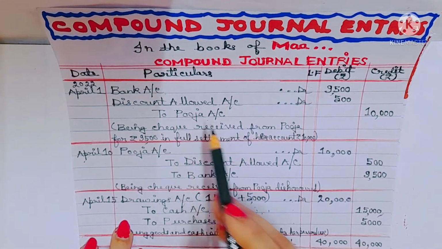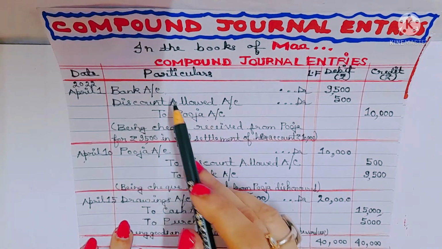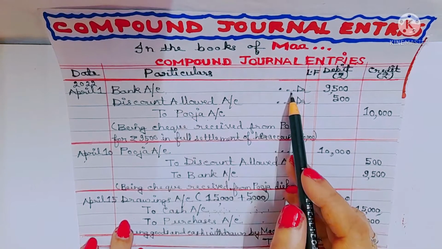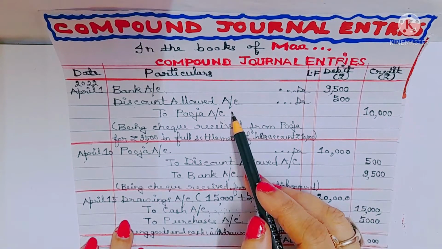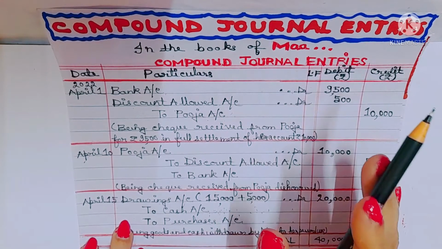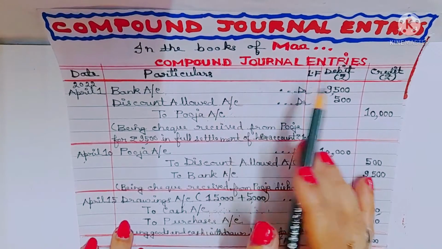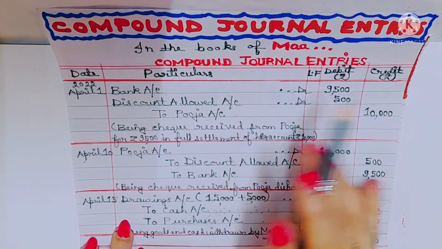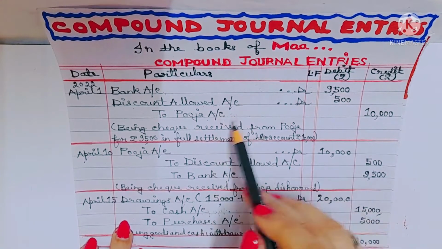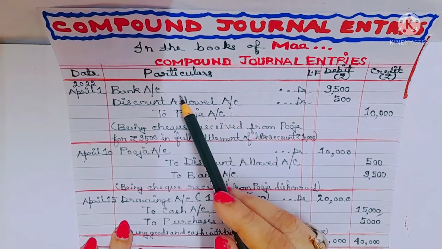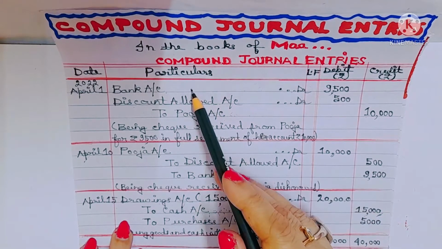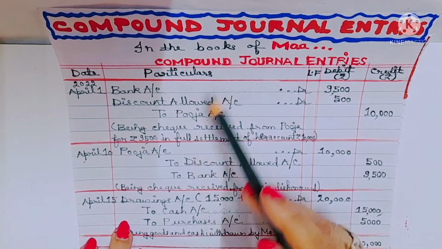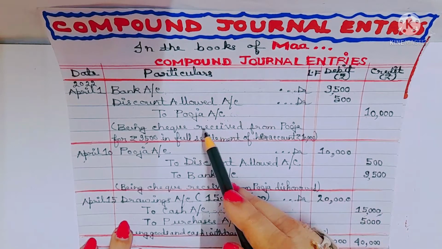On the credit side is Puja account. Since we are preparing bank account, we have to look at the position of the bank account. Bank account is on the debit side, so Puja account will also appear on the debit side in the bank account. Understood? What will be the amount? We're not going to look at the amount of Puja account. We are going to look at the amount of bank account, since we are preparing bank account, 9,500.